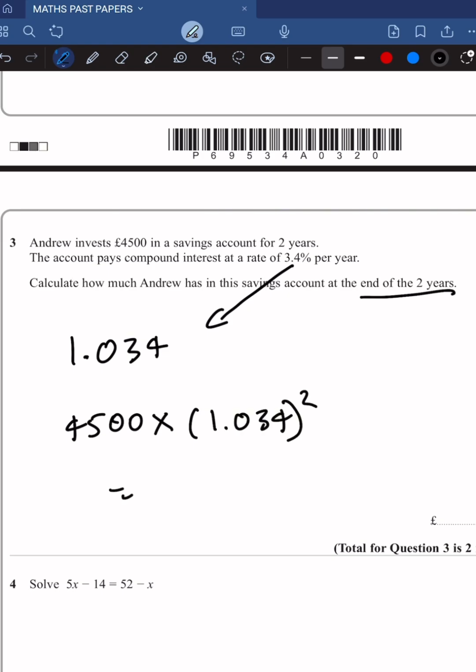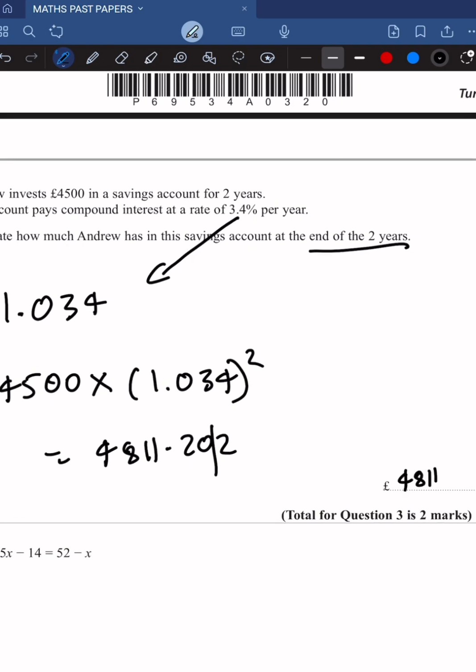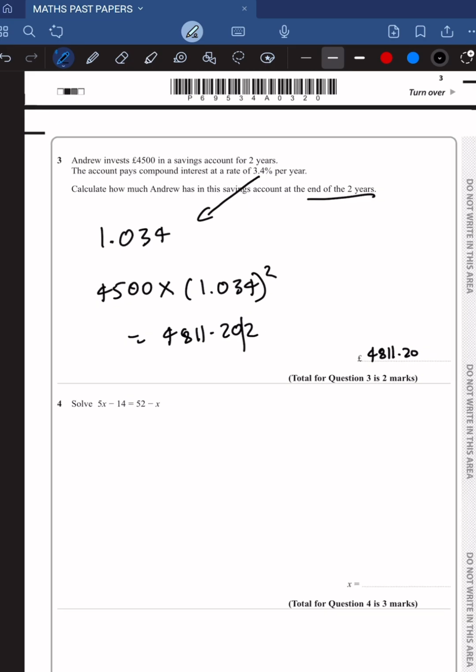So 1.034 squared. Put that in the calculator. 4811.202, and of course, because it's money, we'll just do it to 2 decimal places, so 4811.20. Done. What's that, 2 marks?